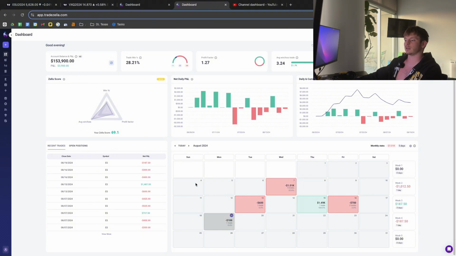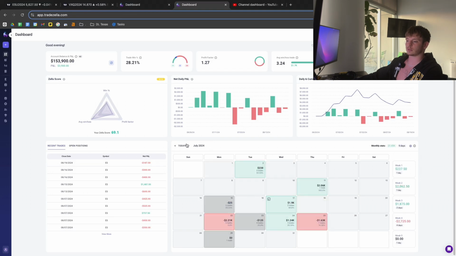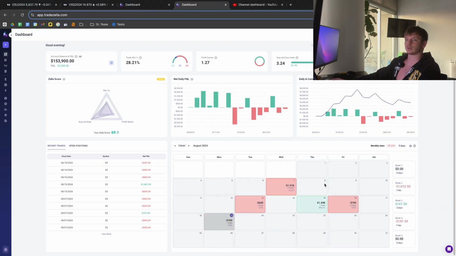And as you can see, this is the month of August. We only have one winning day. Last month was all right, but in August we only have one winning day, which is crazy because it's already the 19th.